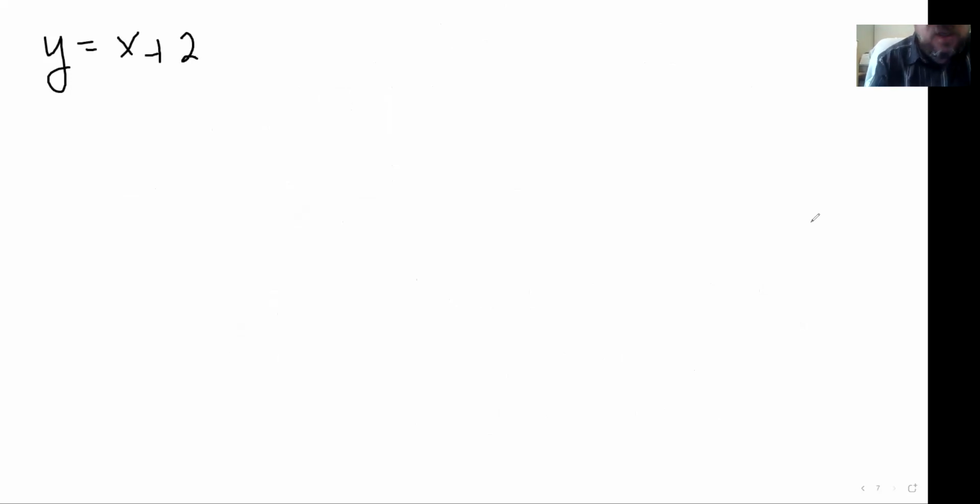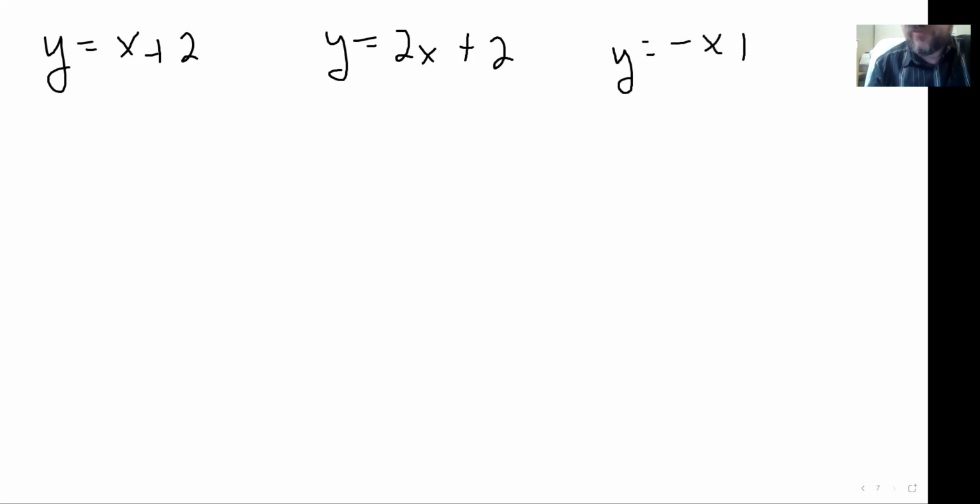I'm going to make this line y equals 2x plus 1. Sure, plus 1. Now I'm going to make that plus 2. And then y equals minus x plus 2. So we're going to make an XY chart for each one of those, and we're going to graph all those. In fact, maybe I'll use Desmos to show you what those graphs look like.